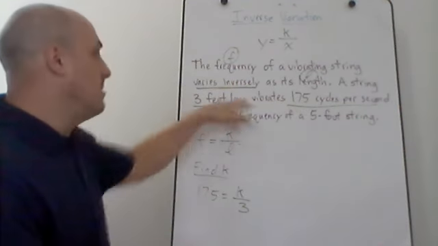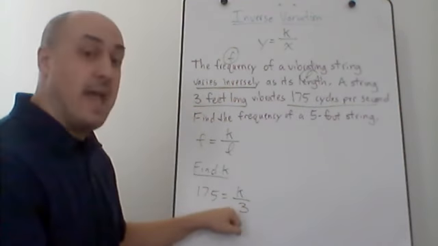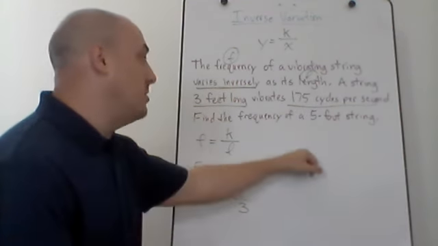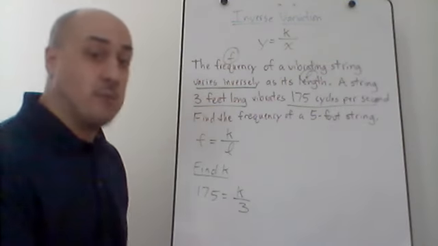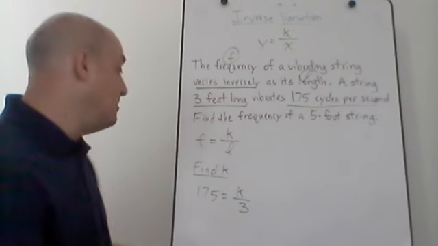First you plug in the numbers they give you to find the constant k, and then you set up the equation and you plug in the other number of what you're actually trying to find in this problem. It's always going to be that two-step thing.